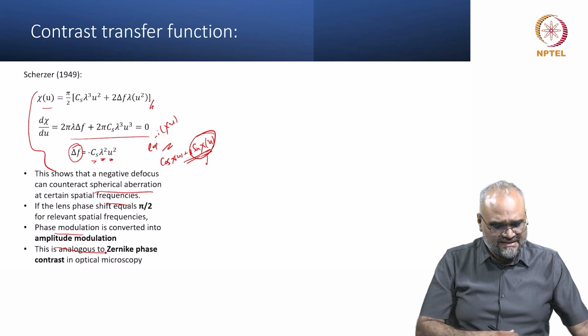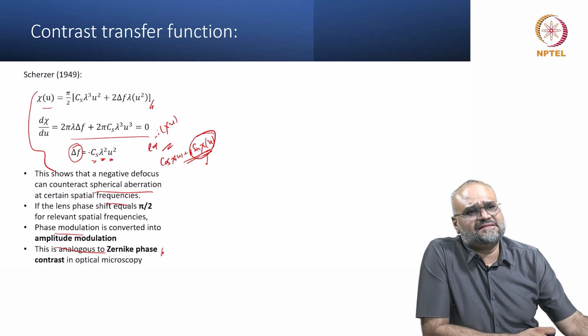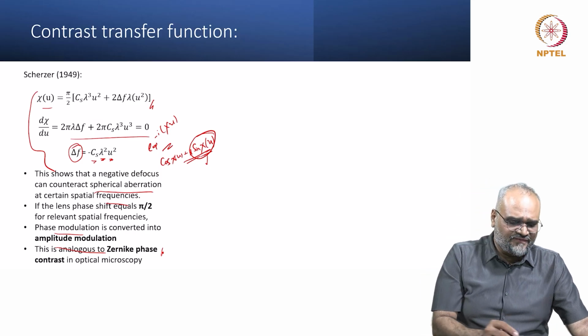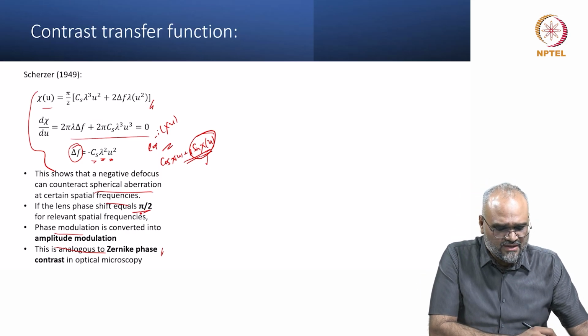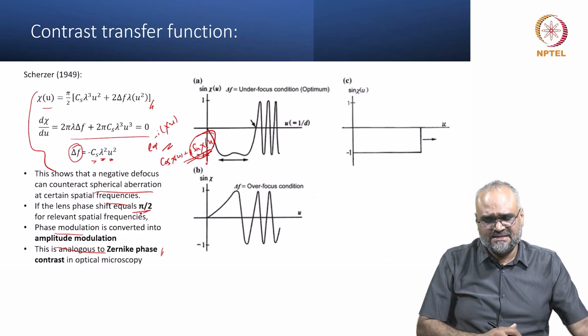So if I look at this, this is of course analogous to the Zernike phase contrast in optical microscopy. So if the lens phase shift equals pi over 2, you actually get a maxima, and that is what we see here.